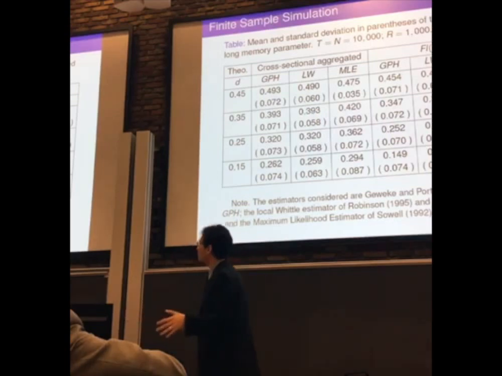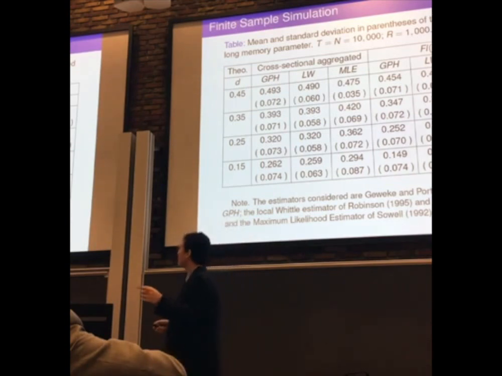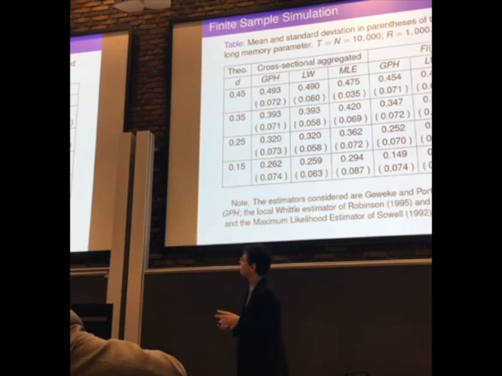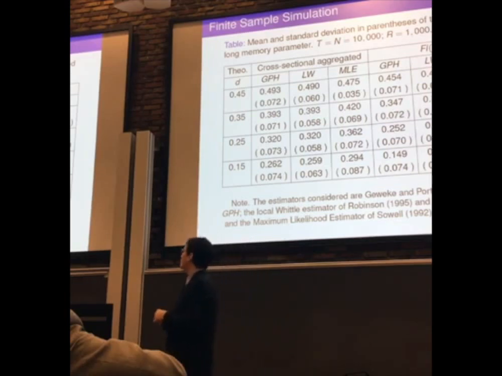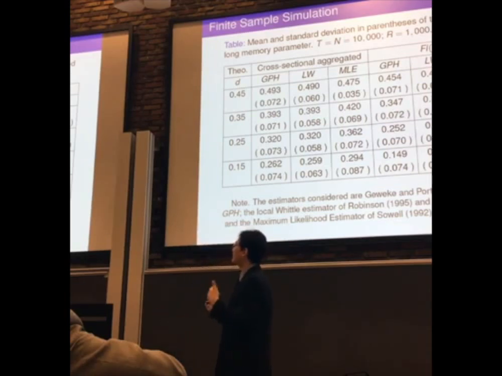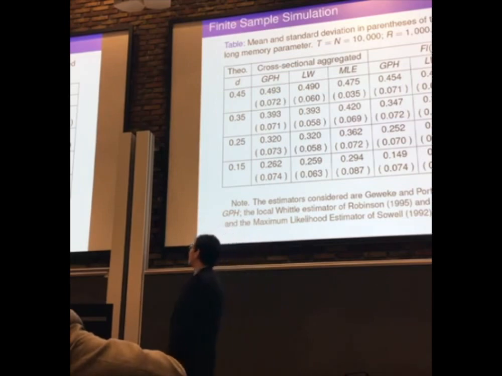With the cross-section aggregation process, we have the GPH, the local Whittle estimator, and the maximum likelihood estimator. In the dissertation, we have another two, the Andrews-Guggenberger, also semi-parametric. This chapter is already in review. And one of the things that Paris asked us was to see what happens with the maximum likelihood estimator. So that's what we're showing here, just for completeness.